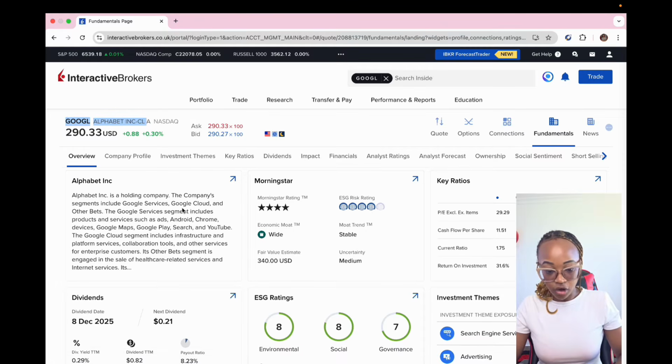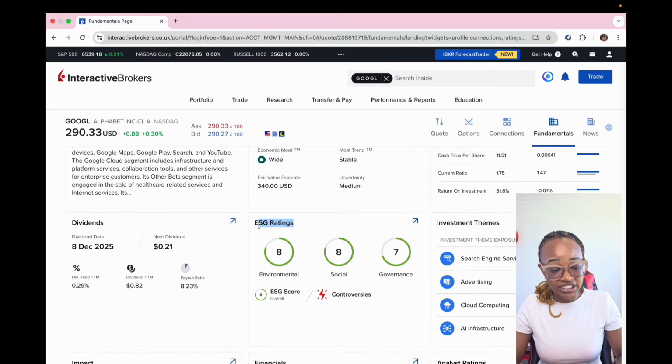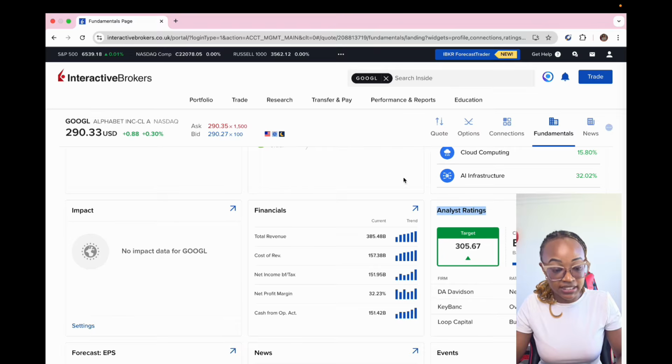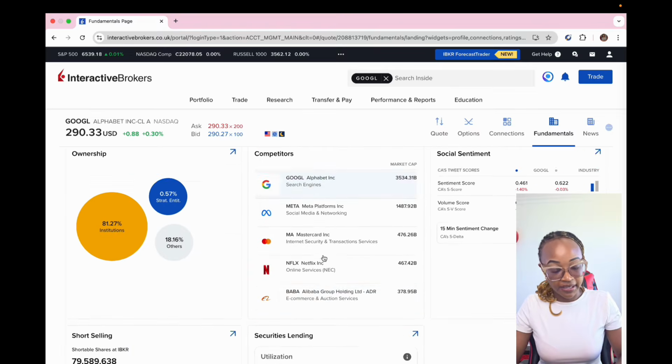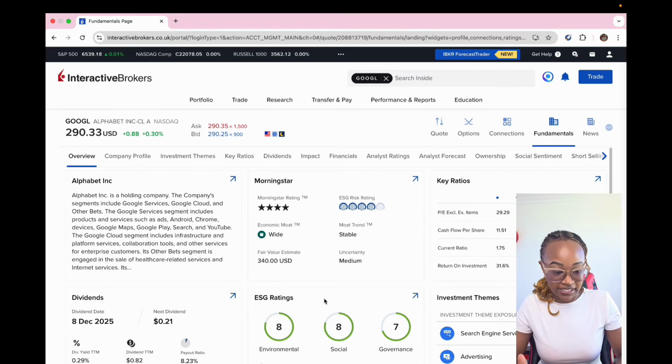So I will click Overview, and when you click Overview, you're going to see a quick snapshot of the summary of the company. There's the key ratios, the dividends, the ESG ratings for those who are keen on ESG, and then you have the analyst ratings and so much more. And remember, if you can't explain the business clearly, you can't be confident in the investment.